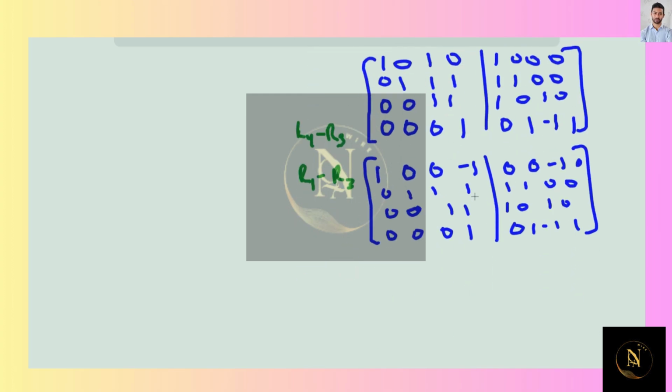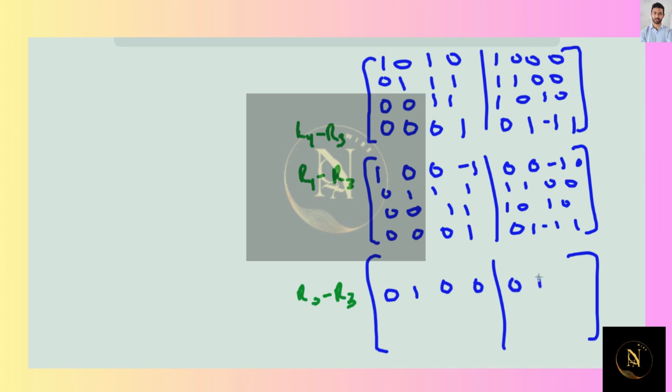Getting there. Let's get a 0 in row 2 by taking row 2 and subtracting row 3. So 0 minus 0, 1 minus 0, 1 minus 1, 1 minus 1, 1 minus 1, 1 minus 0, 0 minus 1, 0 minus 0.